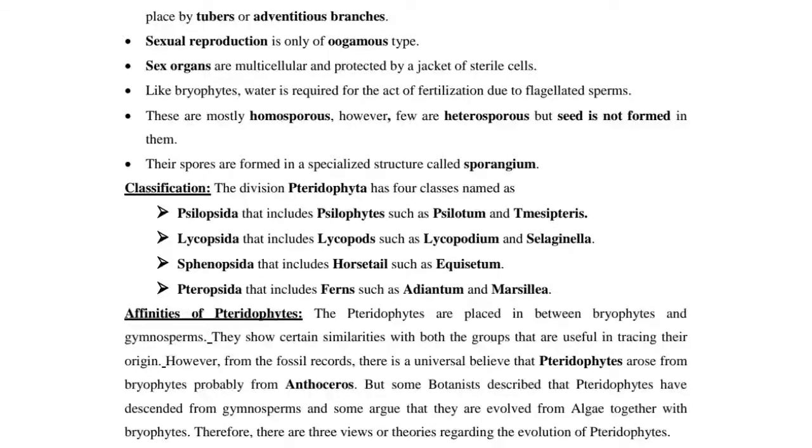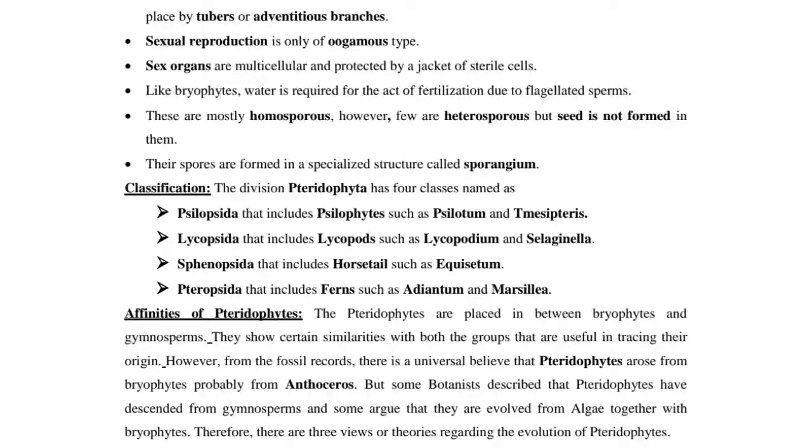Classification. The division Pteridophyta has 4 classes. Psilopsida includes psilophytes such as Psilotum and Tmesipteris. Lycopsida includes lycopods such as Lycopodium and Selaginella. Sphenopsida includes horsetails such as Equisetum. Pteropsida includes ferns such as Adiantum and Marsilea.